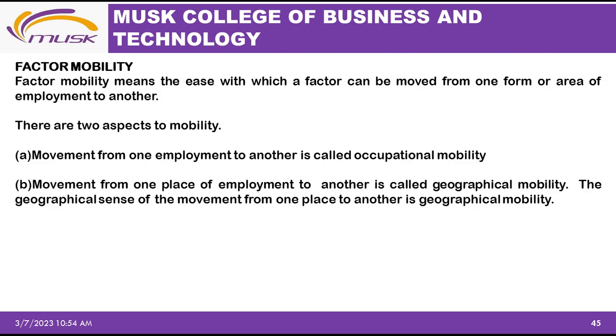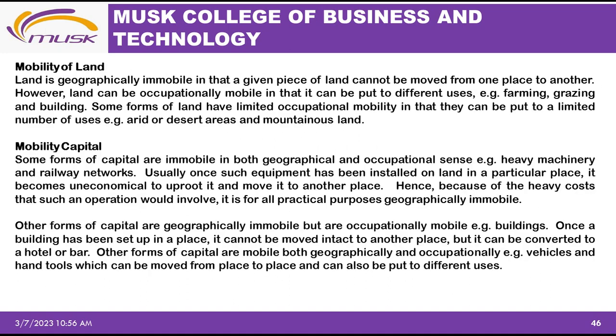Then factor mobility, we have what we call the mobility of factors of production. Movement from one employment to another is called occupational mobility, and movement from one place to another is called geographical mobility. So when we look at the factors of production, we are looking at the concept of it being occupationally mobile or geographically mobile. That's very important to be able to understand.